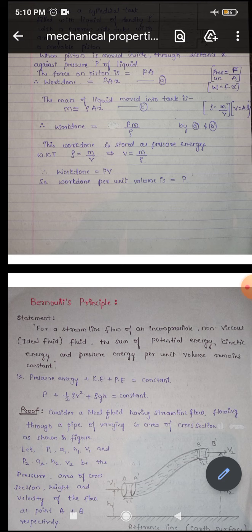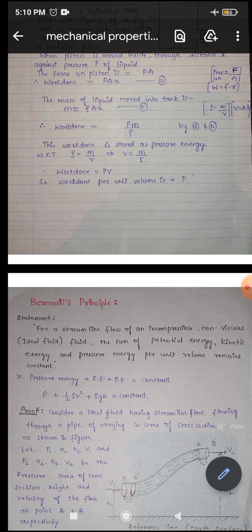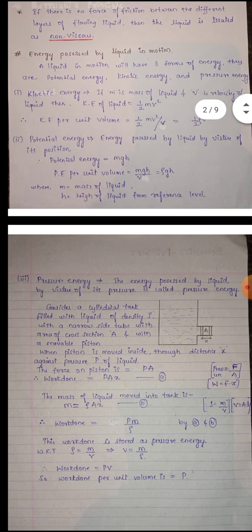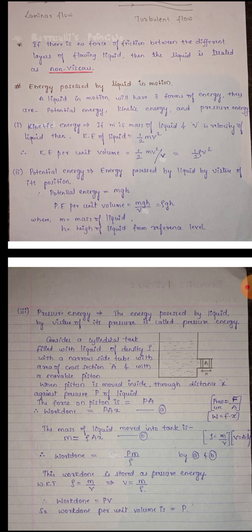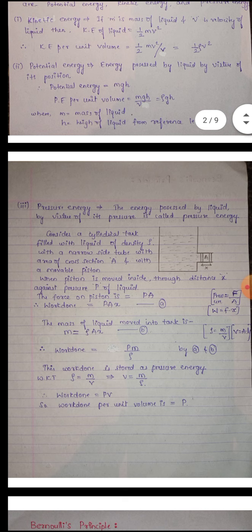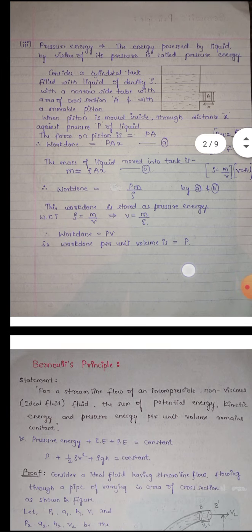So work done per unit volume will be PV divided by V, which is equal to P. This is the work done per unit volume of the liquid. This is about the energy possessed by the liquid in its motion, that is kinetic energy, potential energy and the pressure energy. We are going to use these terms in the next concepts.